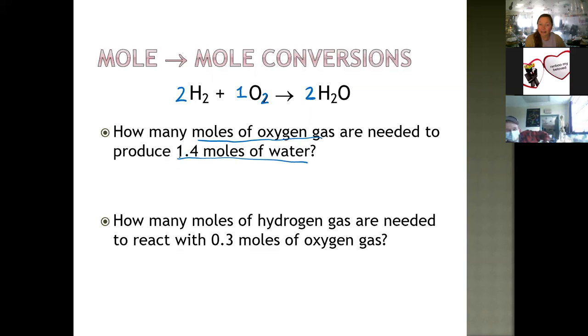This is my given. We always start with the given. 1.4 moles of water. I want to flip that water into oxygen. So should I put water on the top or bottom? Water on the bottom, because I want it to go away. I want to flip my water into oxygen. This is my wanted, so I'm going to put oxygen on the top.